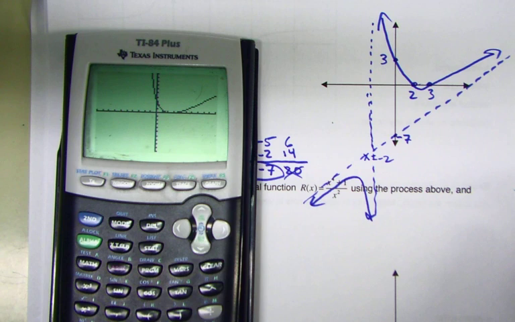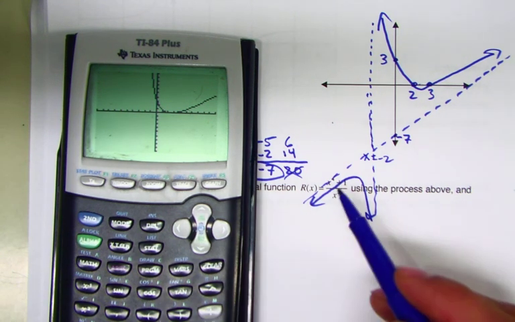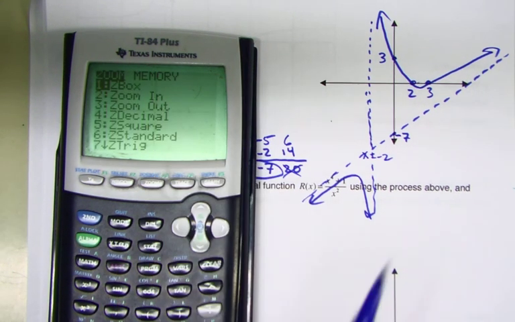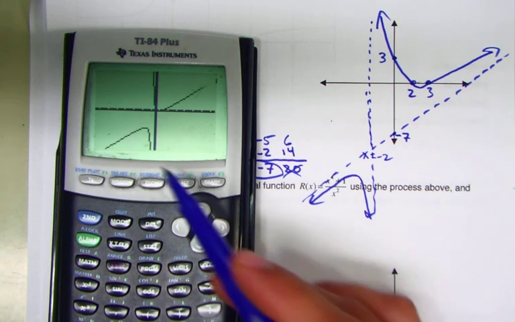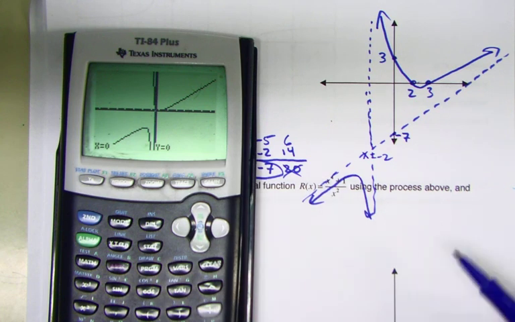And so now here's what we got to do. Now if we zoom out, there it is. You can confirm that the other part of the graph is down there on the left.